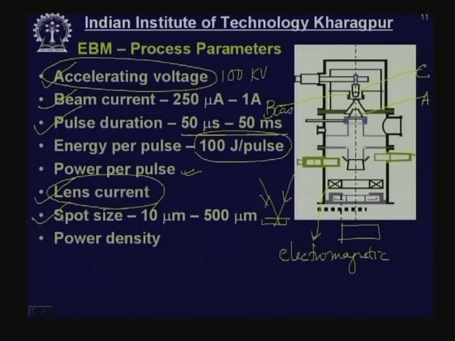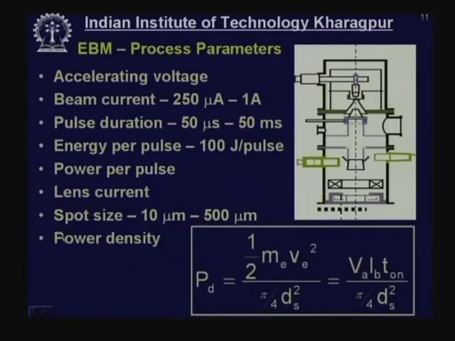That determines my spot size. Spot size is typically from 10 micron to 100 micron or even 500 micron. This spot size ultimately would determine my power density. So, what is my power density? This is my power density. This is a derived variable which basically indicates how fast I can machine.